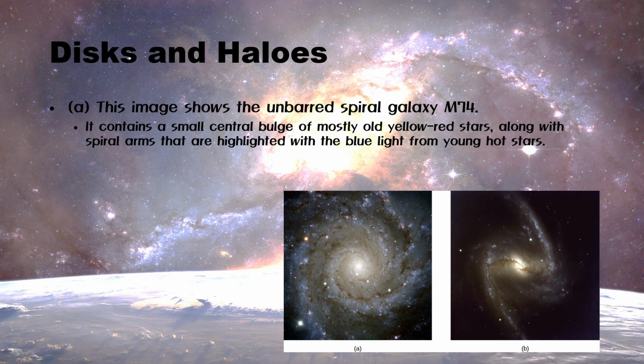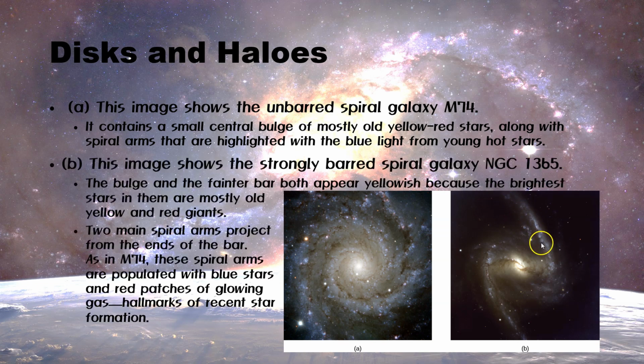And so here we can see an example of these different types of galaxies. Image A shows an unbarred spiral galaxy. This is M74. It contains a central bulge of mostly yellow-red stars along with spiral arms that are highlighted with the blue light from young hot stars.